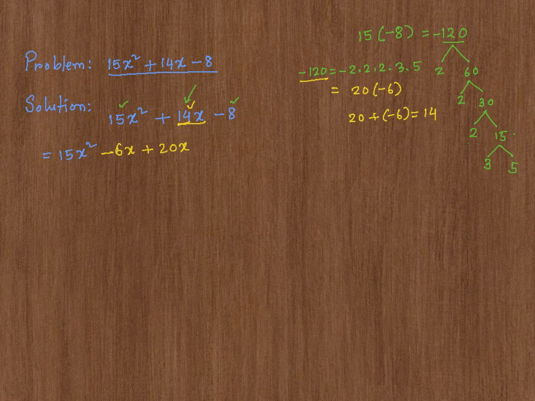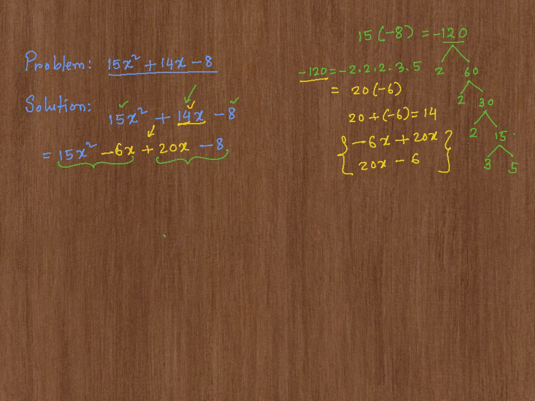By the way, sometimes students ask me, does it matter whether I write negative 6x first and then 20x versus 20x first, then negative 6x? Basically, does it make a difference if I write negative 6x plus 20x or 20x minus 6x? No, it doesn't matter. So order doesn't matter really here. And the final number is negative 8. So now I have a quadrinomial, and I'm going to create groups here.